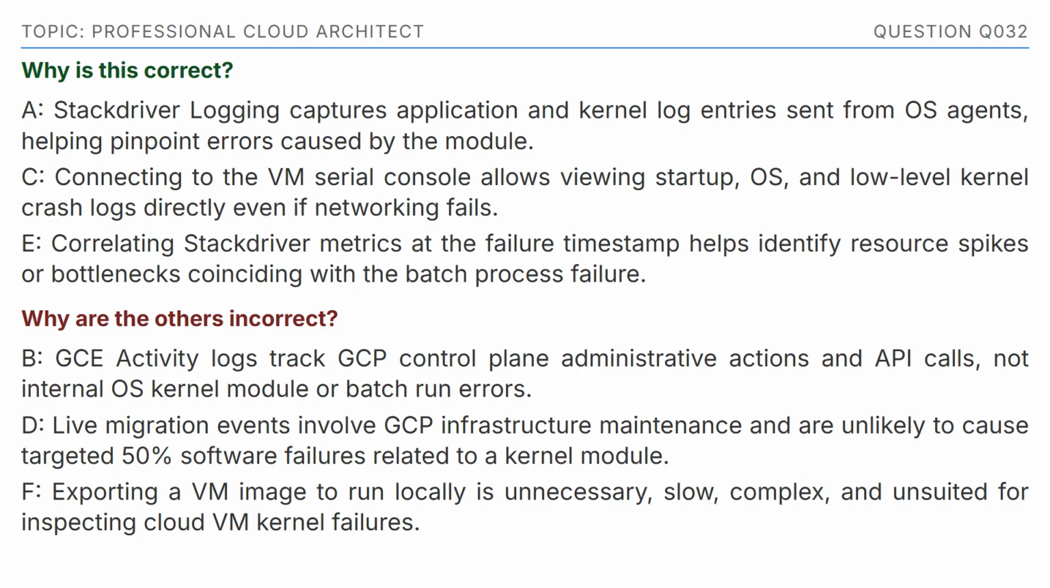Why are the others incorrect? B. GCE activity logs track GCP control plane administrative actions and API calls, not internal OS kernel module or batch run errors. D. Live migration events involve GCP infrastructure maintenance and are unlikely to cause targeted 50% software failures related to a kernel module. F. Exporting a VM image to run locally is unnecessary, slow, complex, and unsuited for inspecting cloud VM kernel failures.